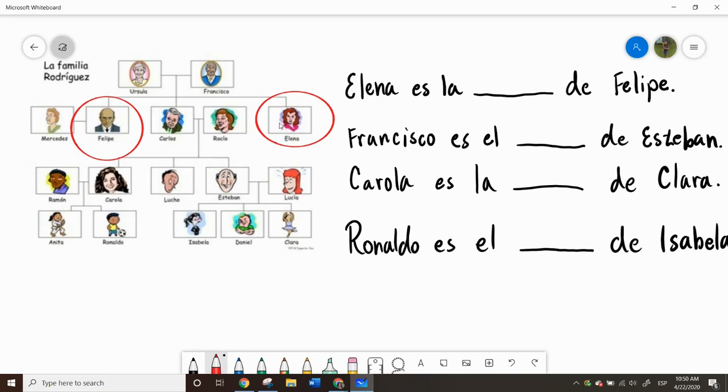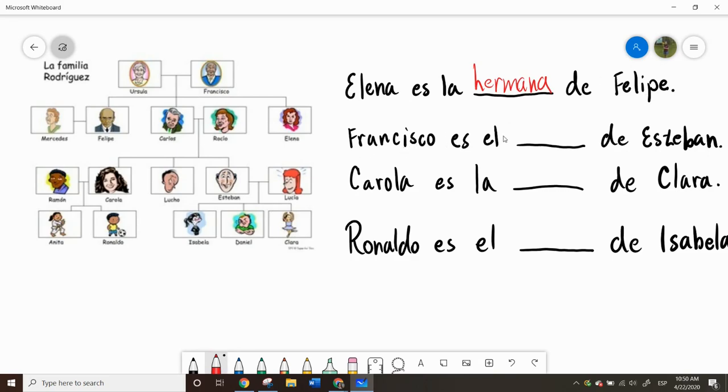So let's look at the tree here. Well, at the top we have Ursula and Francisco. They're married because they have this line connecting them. And it looks like they had three kids because they have a line going to Felipe, Carlos, and Elena. Oh, well, if Felipe and Elena are both their kids, that means that they are siblings. So Elena is the sister of Felipe. So I'm going to write the word for sister here, which is hermana. Okay, Elena is the sister of Felipe. Awesome.